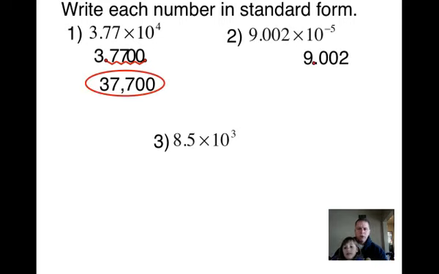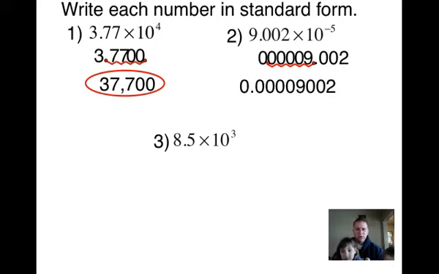So we're going to move 1, but we run out of digits. So what do we add? 0. That's 2, 3, 4. So we moved 5 spots, and I put a 0 just in front, just so it looks like a regular number. So it'd be 0.00009002.